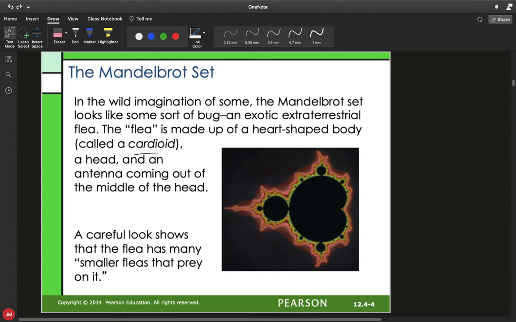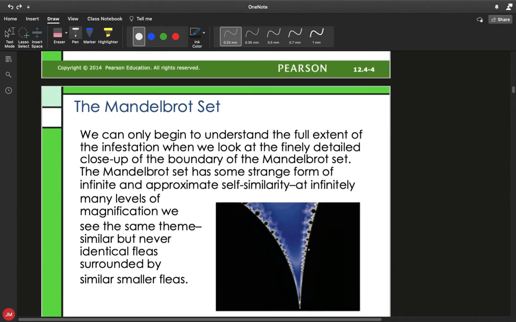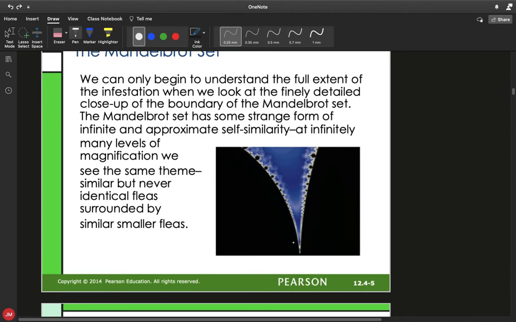And so again, thinking of it as a flea, what you might also notice is that this flea has some more smaller fleas spread around it. In fact, if we were to zoom in on one of these sides and zoom way far in, here's what the edges of that Mandelbrot set look like. So you can see that it has some form of infinite and approximate self-similarity, not necessarily exact self-similarity, because every time we get a little bit further magnified, it's going to be the same theme, but it's never going to exactly be identical. And so you can see that here where they look similar to each other, but are not the exact same. So that's the approximate self-similarity that we're talking about.